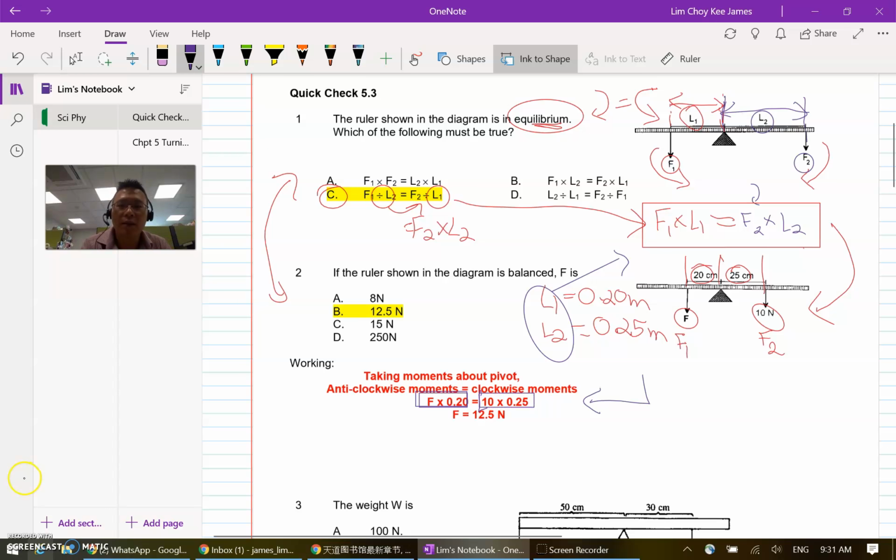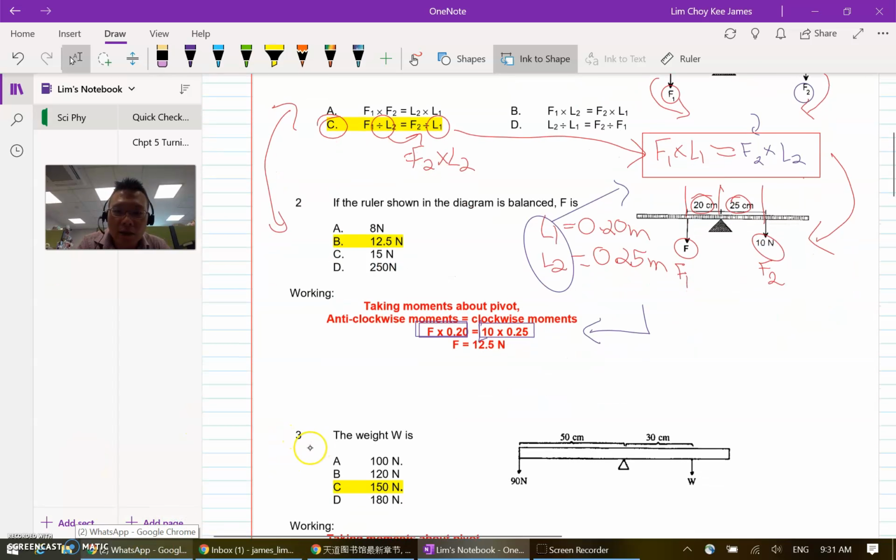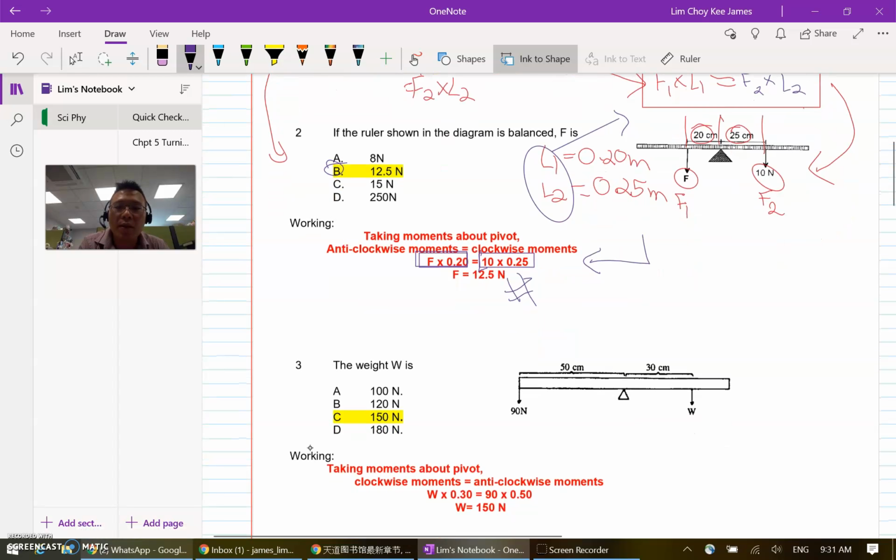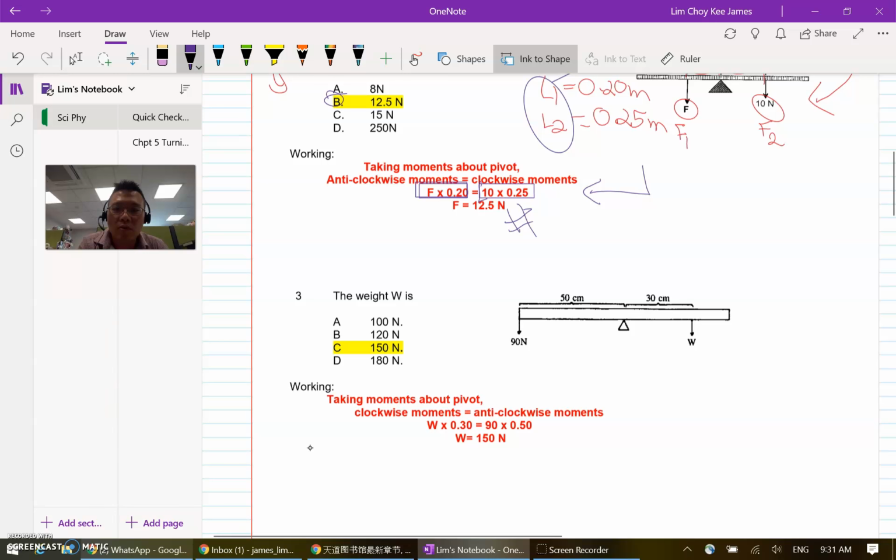After that, students, you can proceed to solve the equation. You can solve F1 to be 12.5 Newton, which is option B. Similarly, question 3.